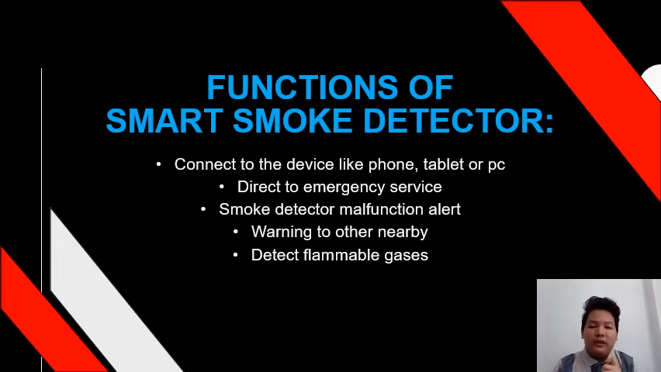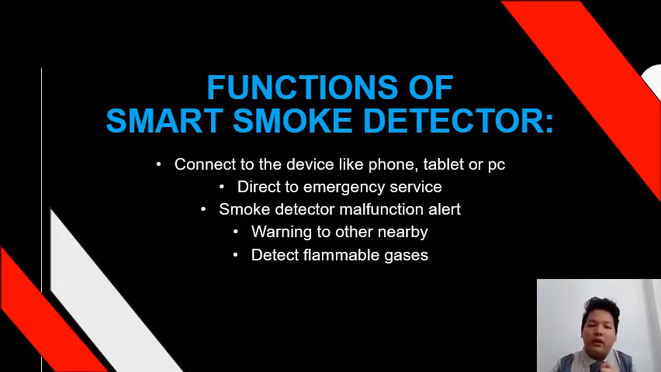Connect to a device like a phone, tablet or PC. Okay, a warning will be displayed on the web page which will be created using the ESP8266 module. This web page will be accessible using any connected device. Okay, next, direct the emergency service. If a fire has been detected, a mail is sent to the security in the nearest fire department.